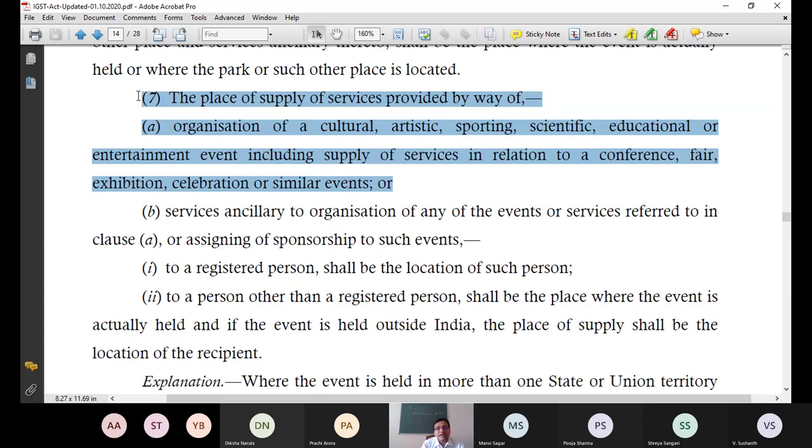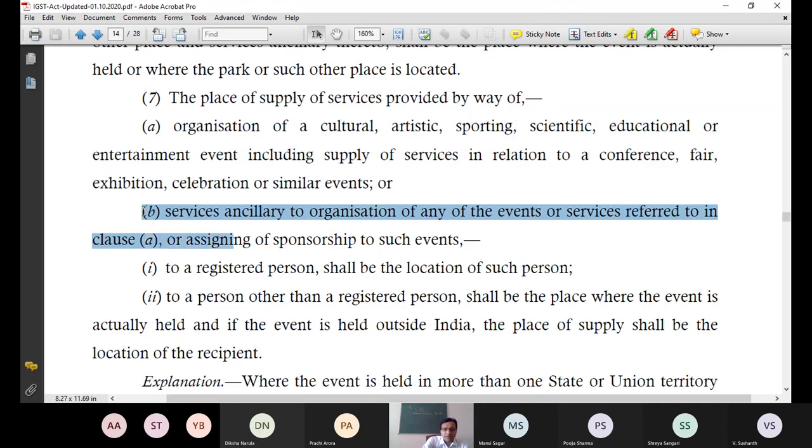So many event management companies organize the functions, or provide services related to organizing such events, or assigning sponsorship to such events. Whatever is the case, whether organizing or sponsoring any such event, it depends who the recipient is. Is the recipient a registered person? If yes, then it does not matter where you are organizing the event. The location of the registered person becomes the place of supply.